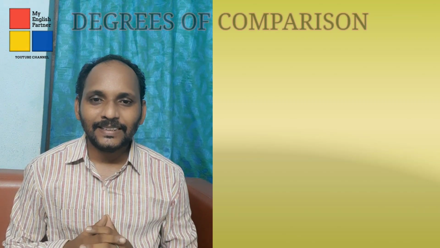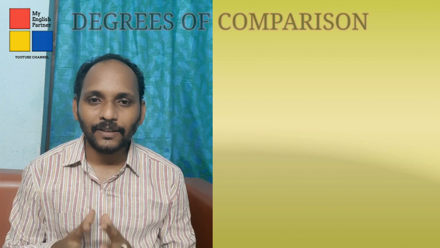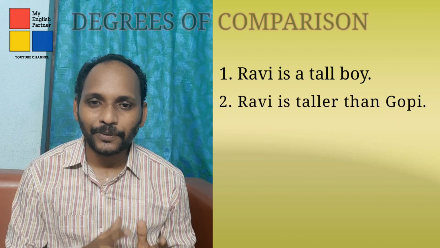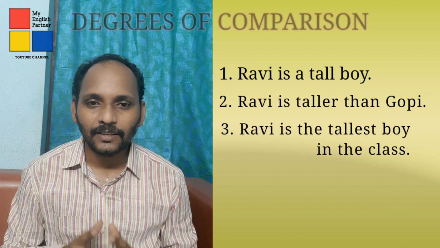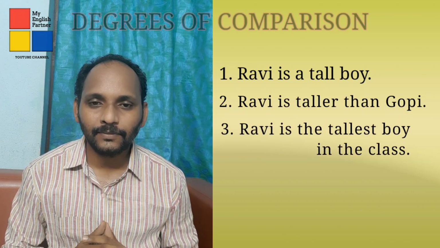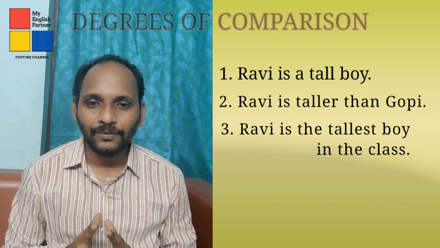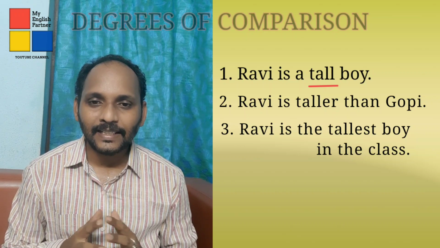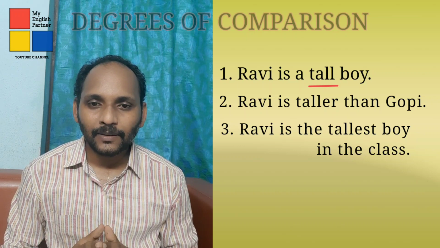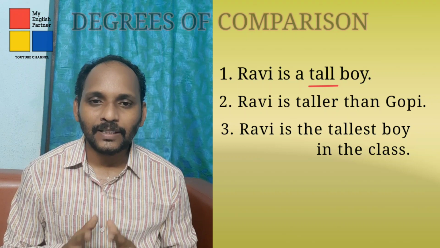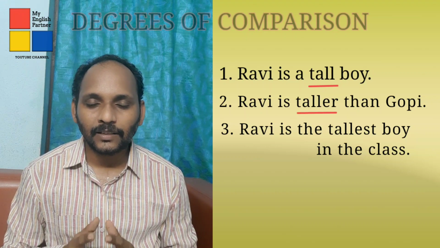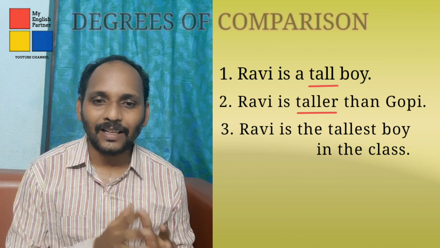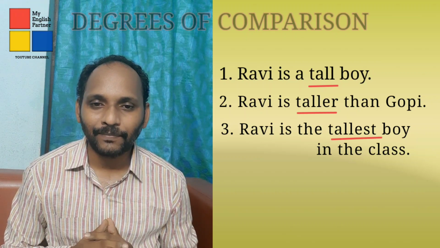I am giving 3 sentences here. Ravi is a tall boy. Ravi is taller than Gopi. Ravi is the tallest boy in the class. In the first sentence, Ravi is a person who has a quality, tall. In the second sentence, we compare both Ravi and Gopi with the same quality. In the third sentence, we compare Ravi with the rest of the class with the same quality.